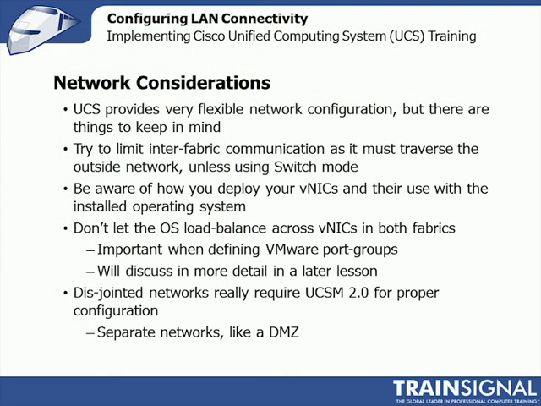So to wrap up this lesson, let's talk a little bit about some network considerations. UCS provides a very flexible network configuration. I mean, we've seen that. You can do pin groups and port channels and uplinks, individual links, VLANs globally, locally, all sorts of things. But a couple things to keep in mind. Try to limit inter-fabric communication as it must traverse the outside network, unless you're using switch mode. And again, I'm going to try to talk you out of switch mode.